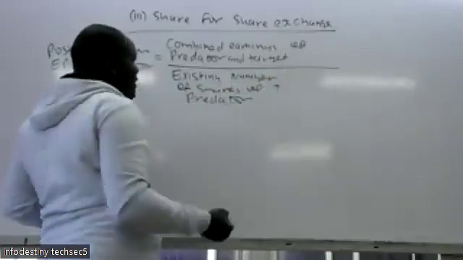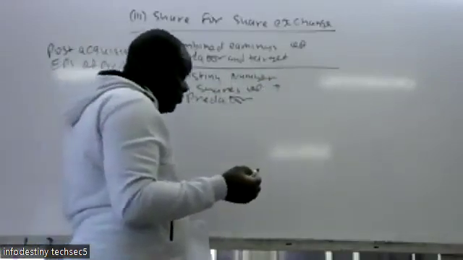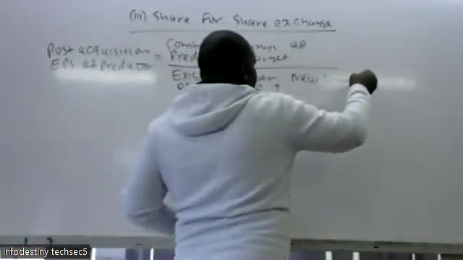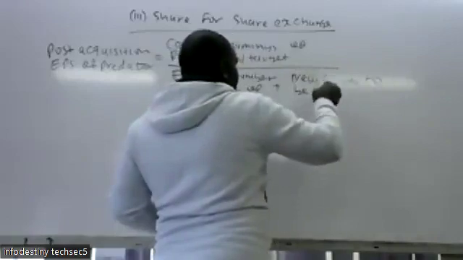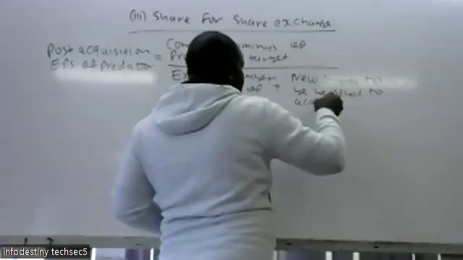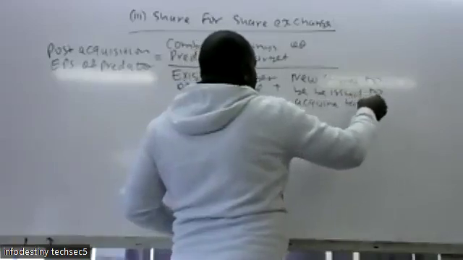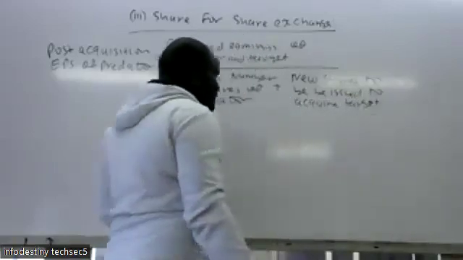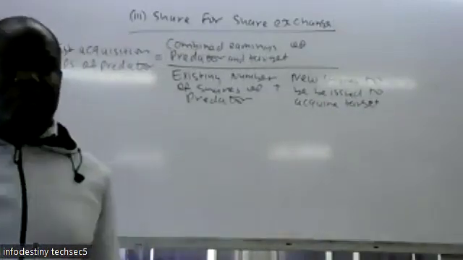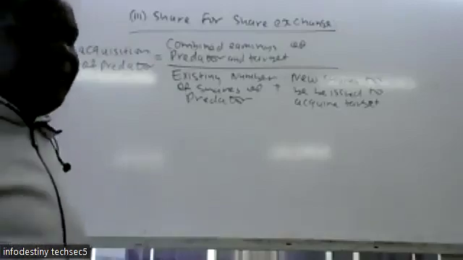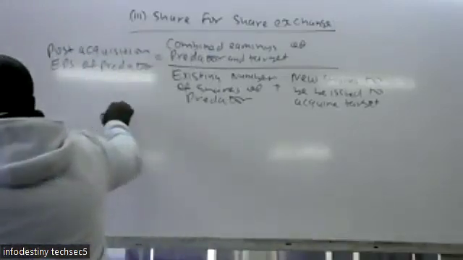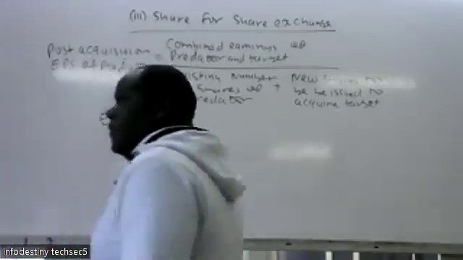So you are supposed to add the new shares to be issued to acquire the target. New shares to be issued to acquire the target. So first, we compute now the new exchange ratio, because the question had given you the new offer price.